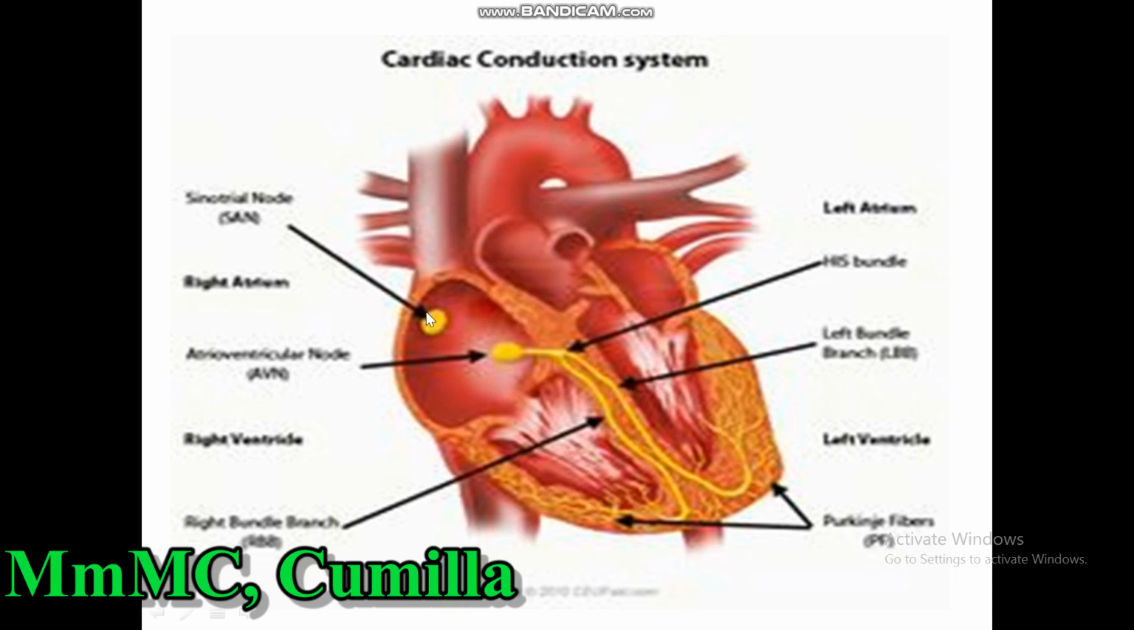This is the SA node, AV node, left and right bundle branches, and these are the Purkinje fibers.